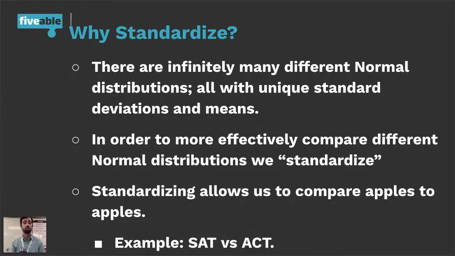If I'm a college and I get 2 applicants, one scored a 27 on the ACT, and one scored a 1400 on the SAT, how do I know who did better? Well, that's where standardization comes into play. We can standardize it, and then we can see who did better relative to their peers. Who's further above the average? That will tell me who did better. So we standardize a lot to help us compare.